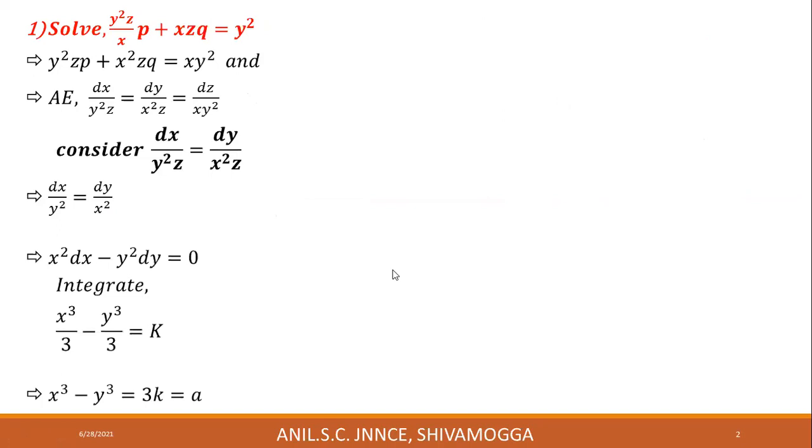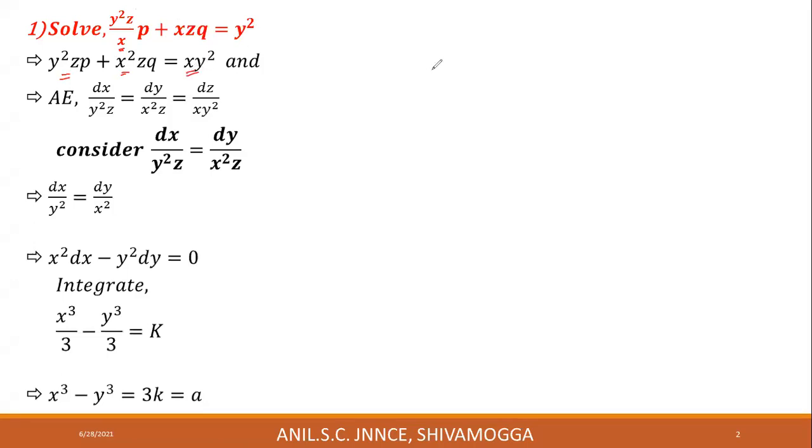First one, solve the differential equation y square z into p plus xz into q is equal to y square. To eliminate this x from the denominator, you can multiply the equation throughout by x. What you get here is x into y square z, that is x y square z into p, plus x into xz, that is x square z into q, is equal to x into y square. This is the given differential equation.